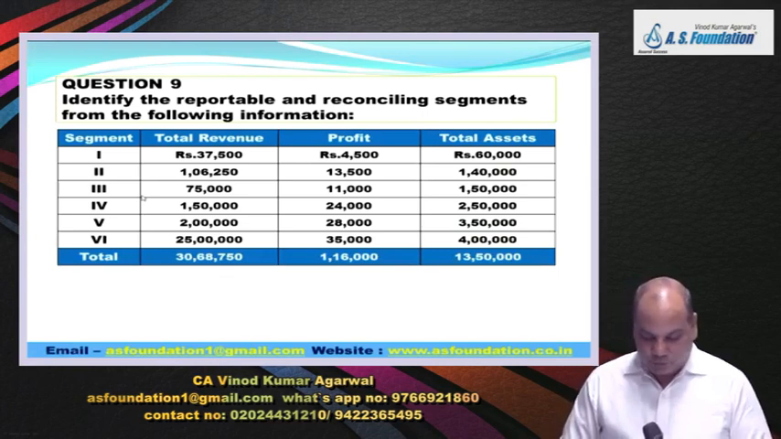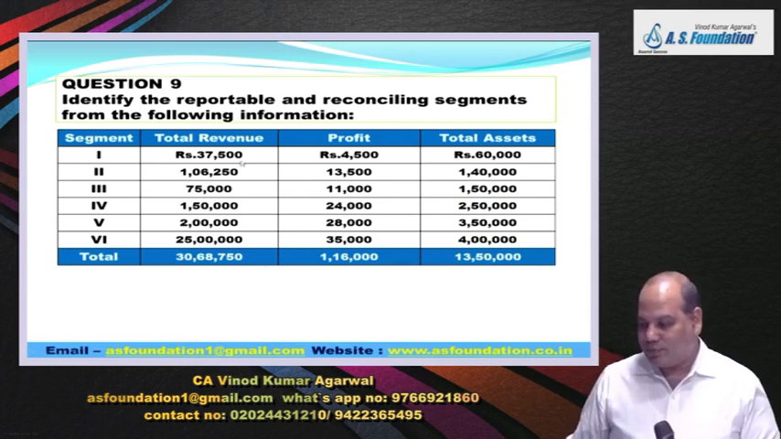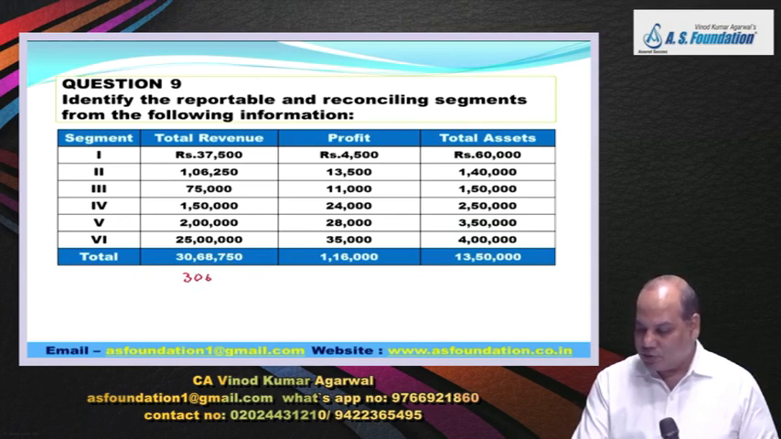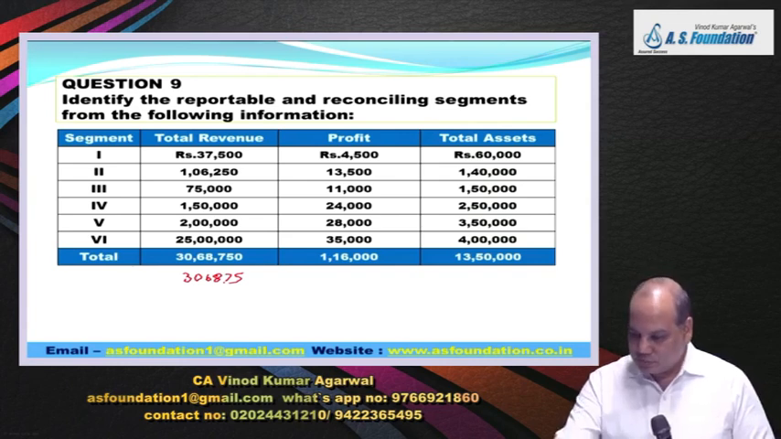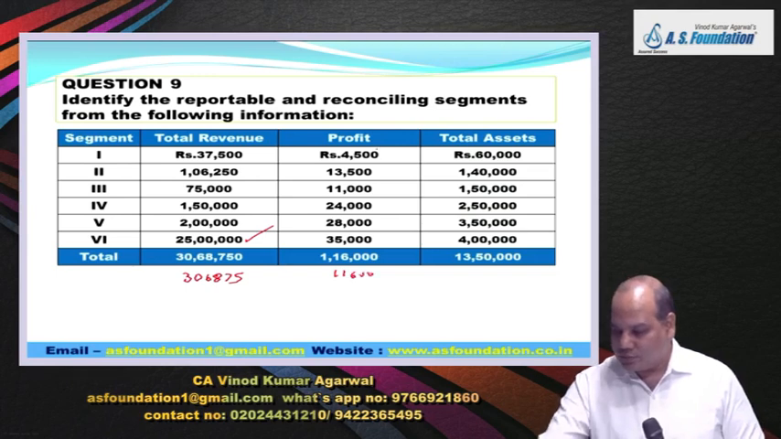Question 9 is the easiest one. Total revenue is only given. So quickly, in 15 seconds, on revenue criteria, which is the reportable segment? 30 lakh 68,750 into 10%. So I need a minimum of 306875. Check which one is that. Only one. All are in profit. Very easy. So I need 11,600 rupees here.